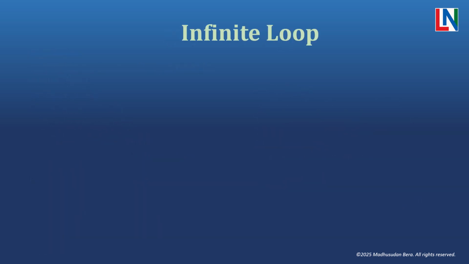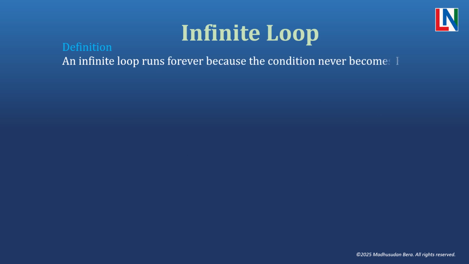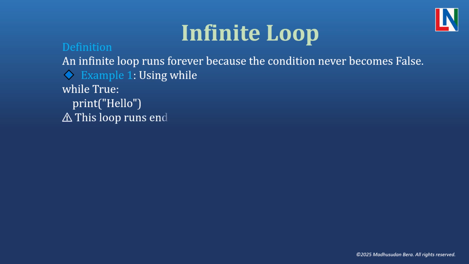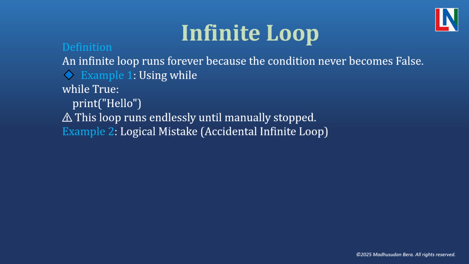Infinite loop. Definition: an infinite loop runs forever because the condition never becomes false. Example 1, using while loop: while True: print('hello'). It will print an infinite number of hello. This loop runs endlessly until manually stopped.